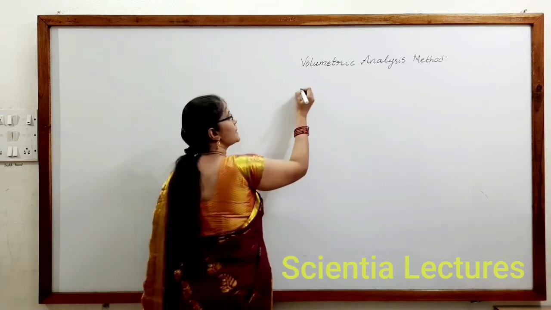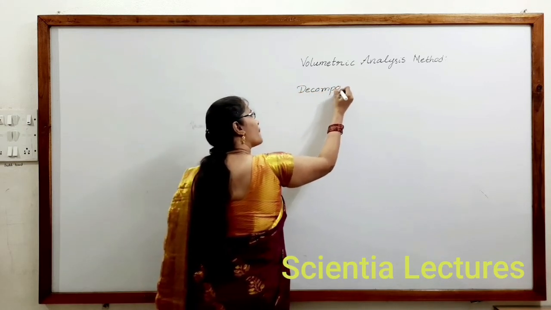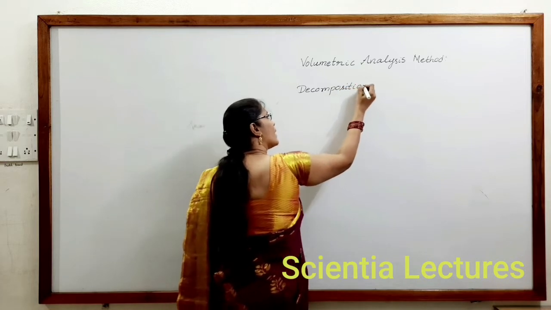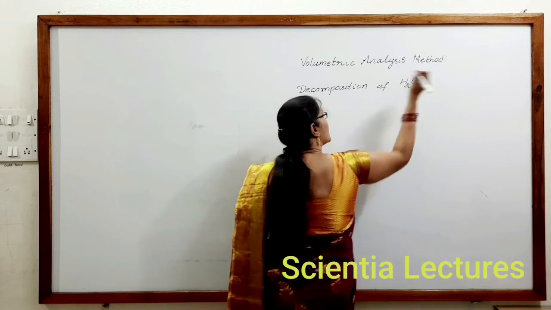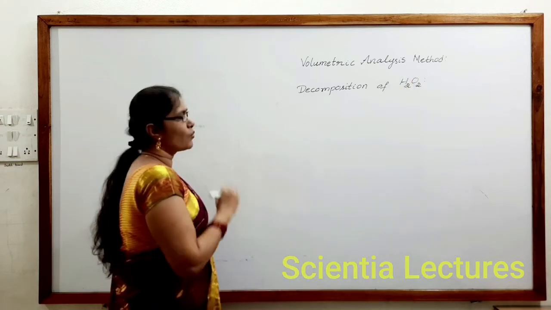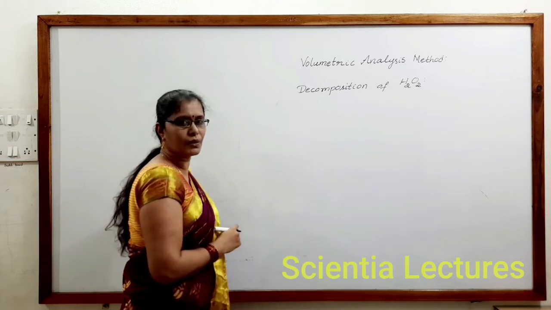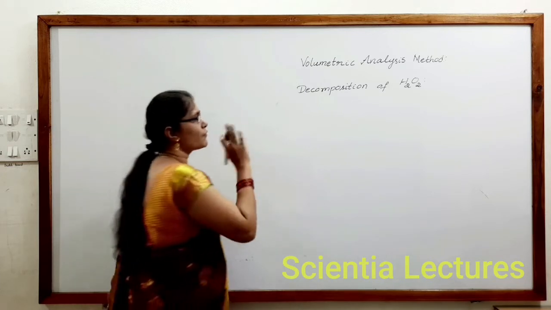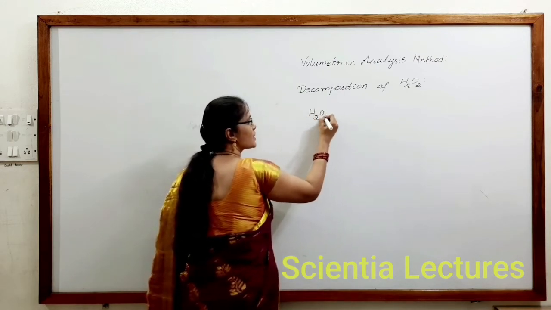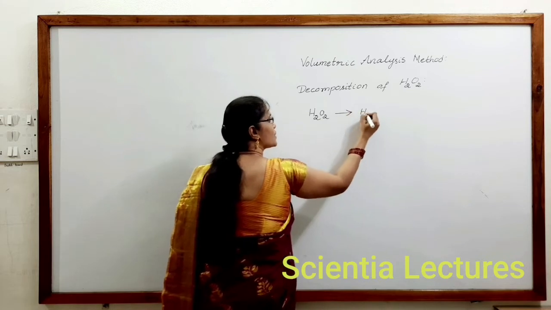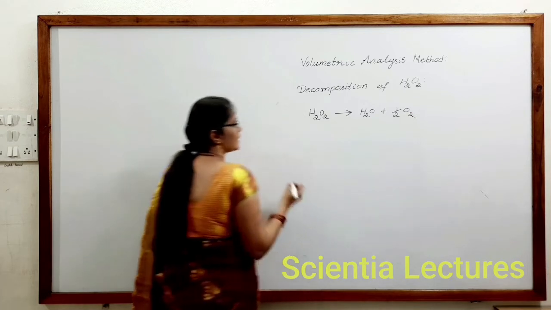In this method, we'll first check the decomposition of hydrogen peroxide, H2O2. This is what we are going to check. Already in the volume change method, based on the information given, you can calculate the rate constant. Or else, if the information is given by the volumetric analysis method, you can use this information to do the calculation. H2O2 gives rise to H2O plus half O2 is the equation.